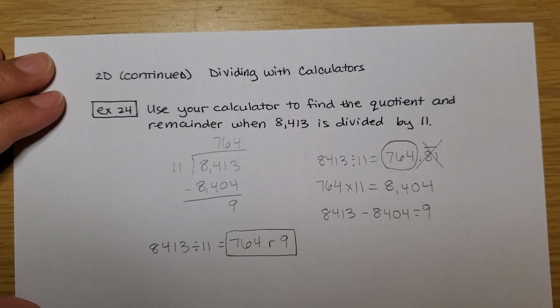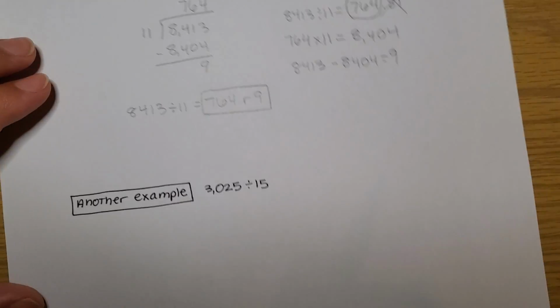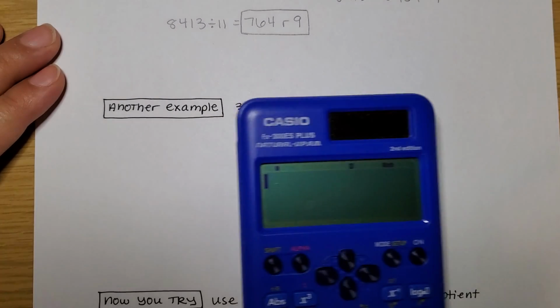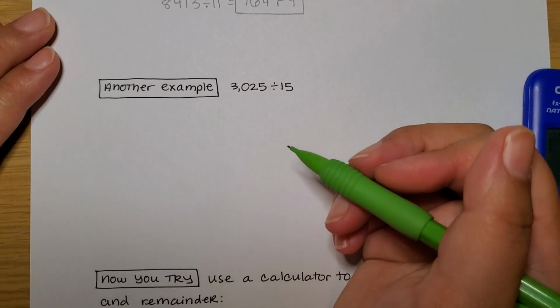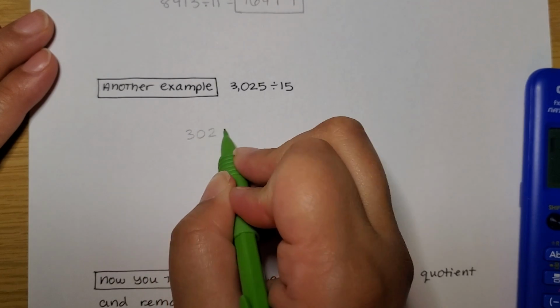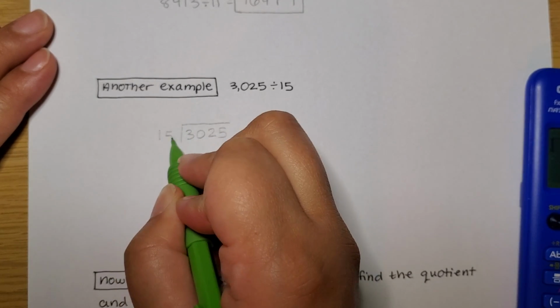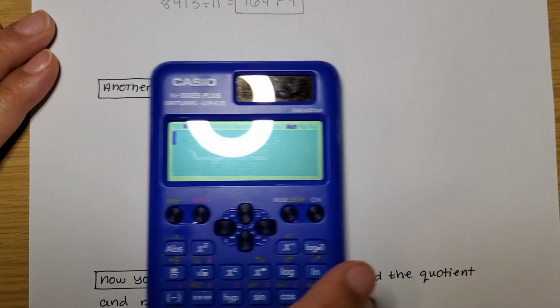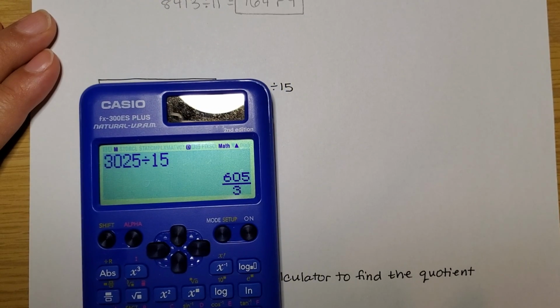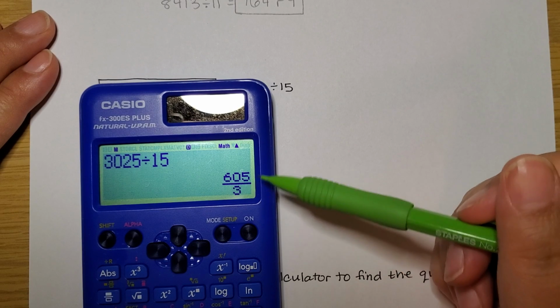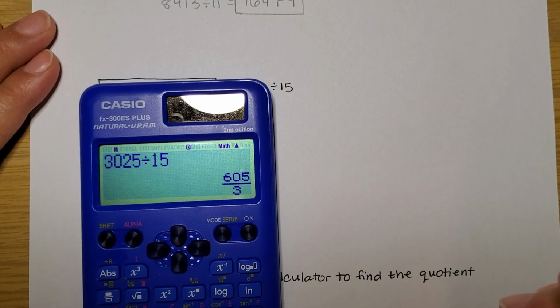Let's try another example, and this time let's use a different calculator. So I've got my Casio calculator here set up. So we're going to set it up the same way. We've got 3025, and we're going to divide that by 15. And now this calculator expresses answers by default in fraction format, which is different from what the red calculator was showing us. So depending on your calculator, it might express answers in different ways.